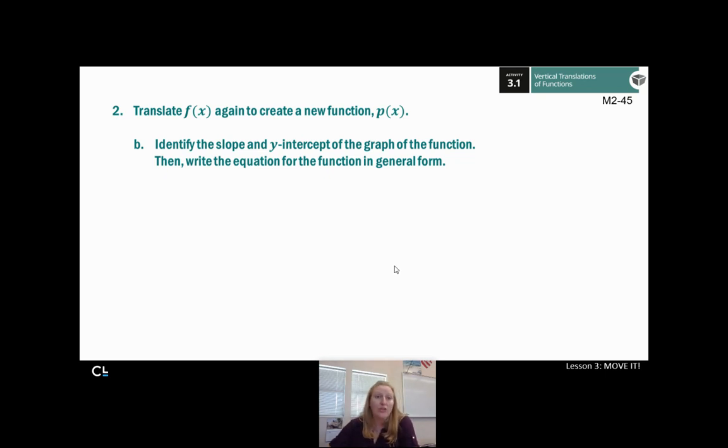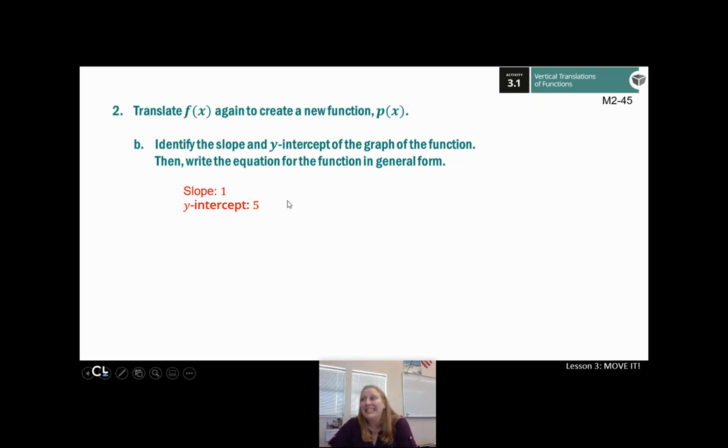So once again, whether you use the graph and you counted rise over run, or whether you use the slope formula, subtract your y coordinates, subtract your x coordinates, either way, you should have found that the slope for p of x was 1. And if you were looking at the graph, you would have also discovered that your y-intercept for p of x was 5.